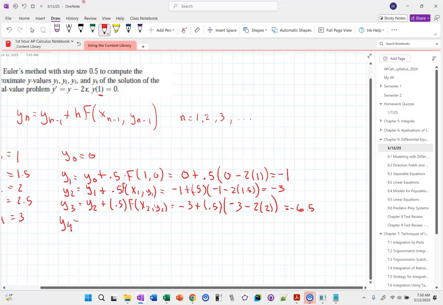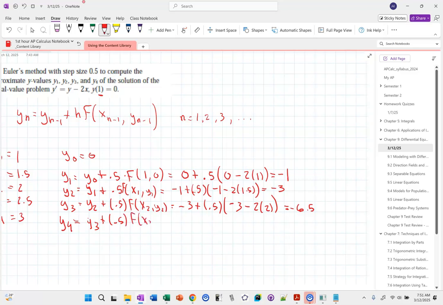And then y4 is going to be y3 plus 0.5 times f of x3, y3. So it's -6.5 plus 0.5 times -6.5 minus 2 times 2.5. It's like -5, -11.5, so -5.75 plus that is -12.25, I think. And that should do it.